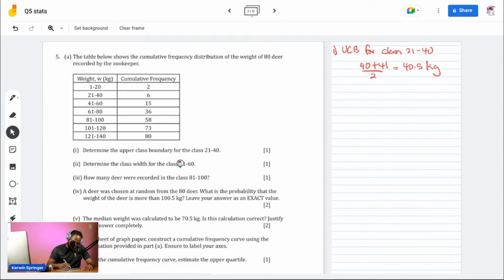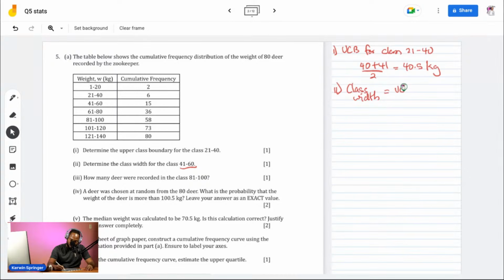Determine the class width. So what's the class width? How do you find the class width? Find the class width. You take out a tape and measure the width of the class. No, you don't. Of course, you don't.